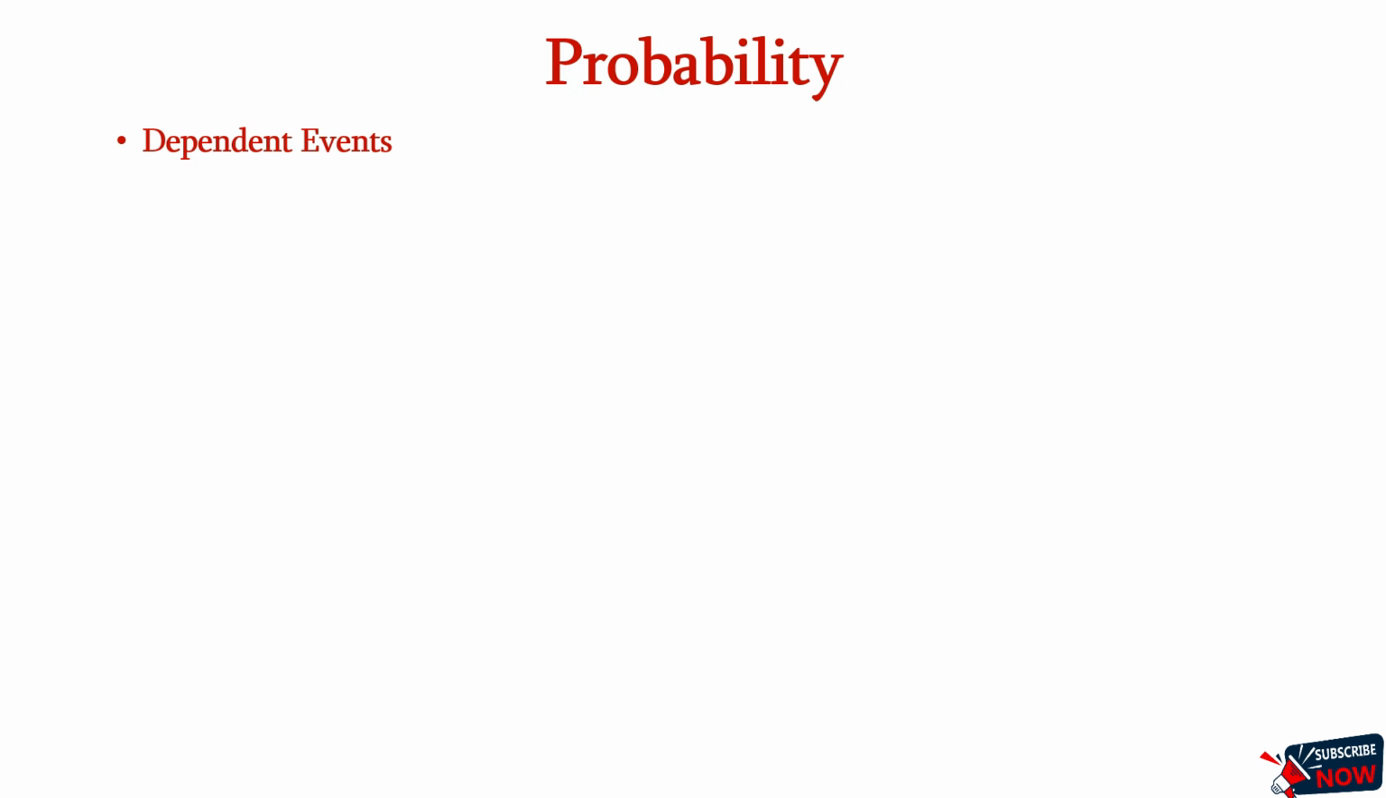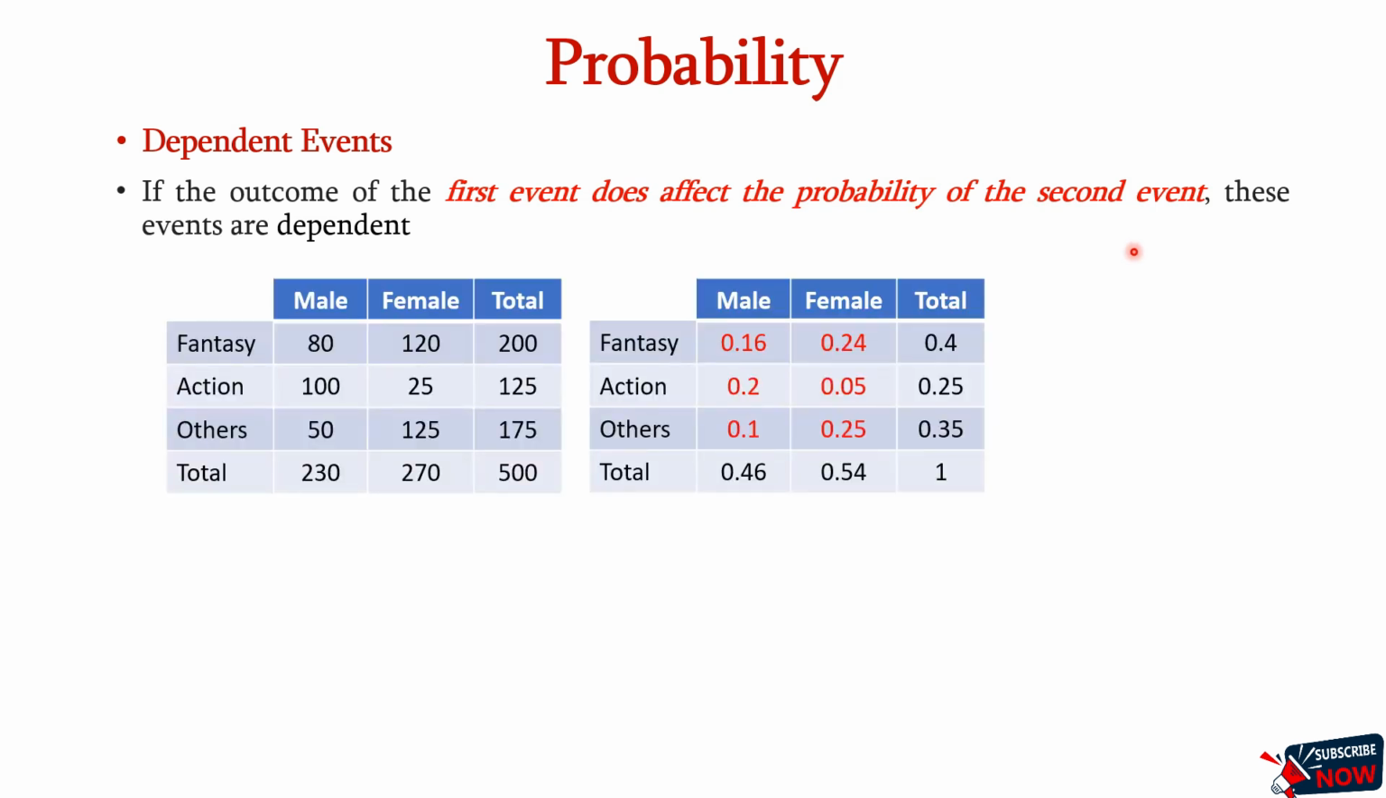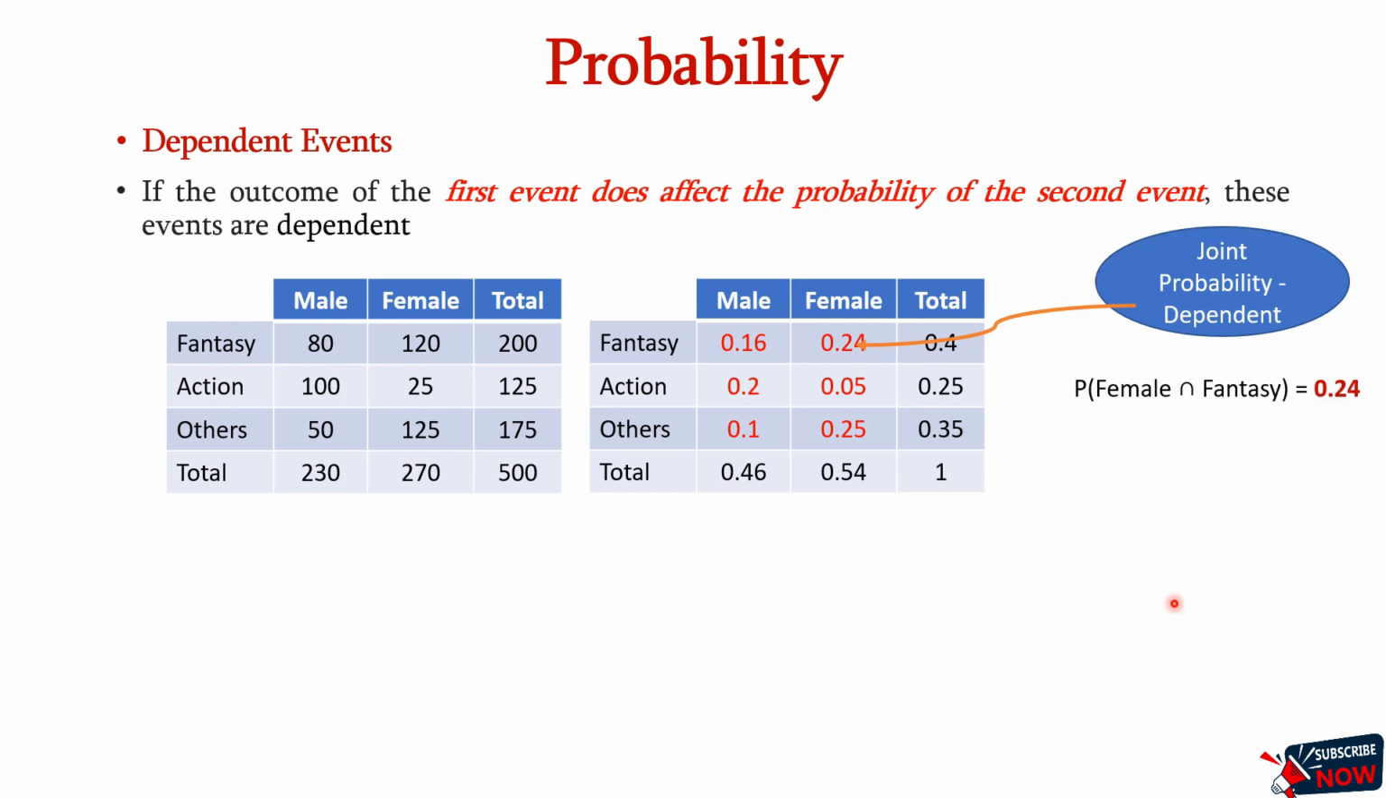Now let us see the joint probability through dependent events. If the outcome of the first event affects the probability of the second events, then we say that the events are dependent. Let us consider the same example. So here we say that this is dependent event because the outcome of this event is affecting this event. So the probability of female watching fantasy, there is dependency between these two events. So that's what it is called as dependent event.